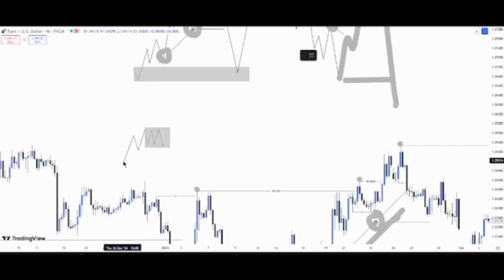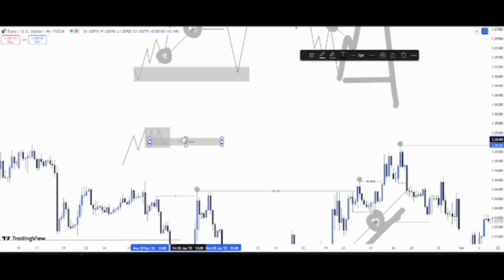maybe somewhere here. Maybe you have an area of interest somewhere here. You have an area of interest just somewhere here. Please bear with me, my connection is terribly bad today. So you have an area of interest somewhere here.